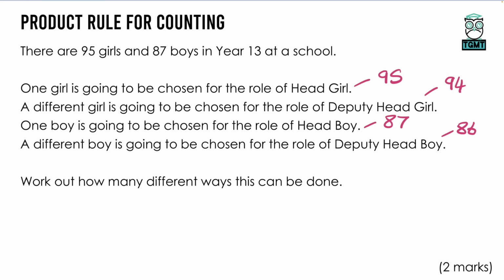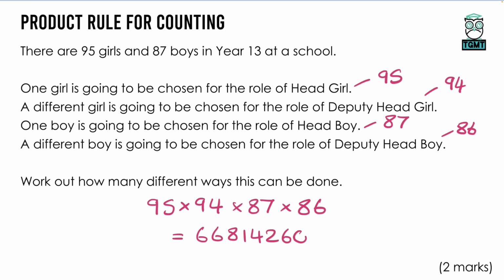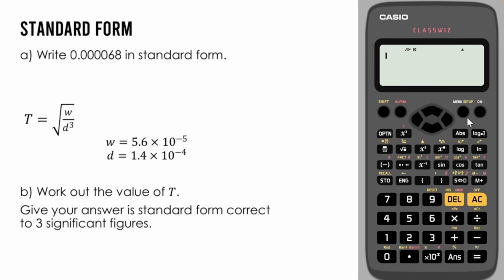Now, if we wanted to find the combination of the different girls that could be chosen, we'd just do 95 times 94. However, for each of those different combinations of girls, there is then one head boy to be chosen, which means we need to multiply that by 87, and then there's 86 boys that could be chosen for the deputy head boy. So all we have to do is multiply all of these together, 95 times 94 times 87 times 86. We are going to get a very large number here, but our final answer is 66,814,260 different options.